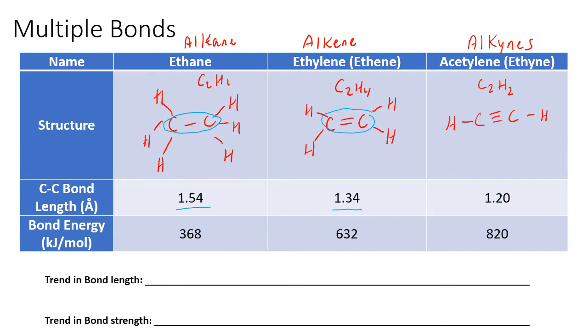So it's getting shorter. That means those electrons in a double bond are being held tighter together than they are in a single bond. And then in our alkyne where we've got a triple bond, our carbon-carbon bond length is 1.2 angstroms. So it got even shorter. So there's this trend as we go from a single to a double to a triple bond that the bond length is getting shorter.